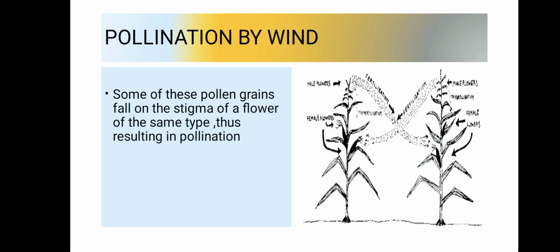Some of these pollen grains fall on the stigma of a flower of the same type, thus resulting in pollination.